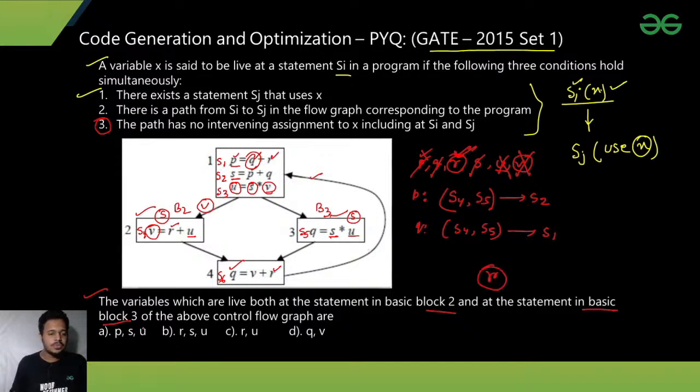So what should be the correct option? The correct option is the one not containing R.